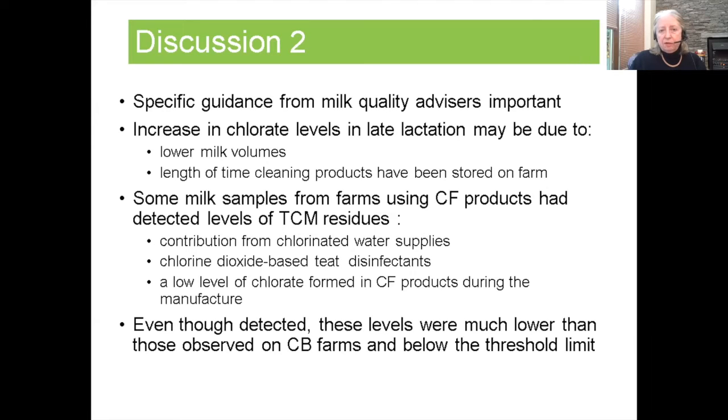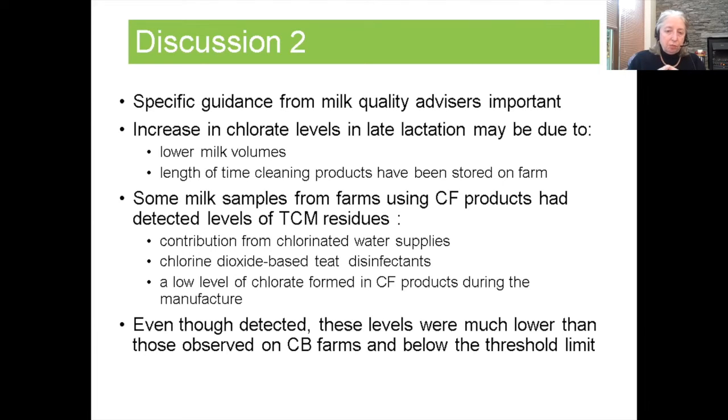So we would say that specific guidance from milk quality advisors is extremely important in the changeover to chlorine-free products. There was an increase in chlorate levels in late lactation, and that may be due to lower milk volumes, so the seed was more concentrated. And also, people may have purchased the products at the start of the season in the springtime, and those products would have been left stored over the summertime, and it is during that storage time that the chlorate develops in those products.